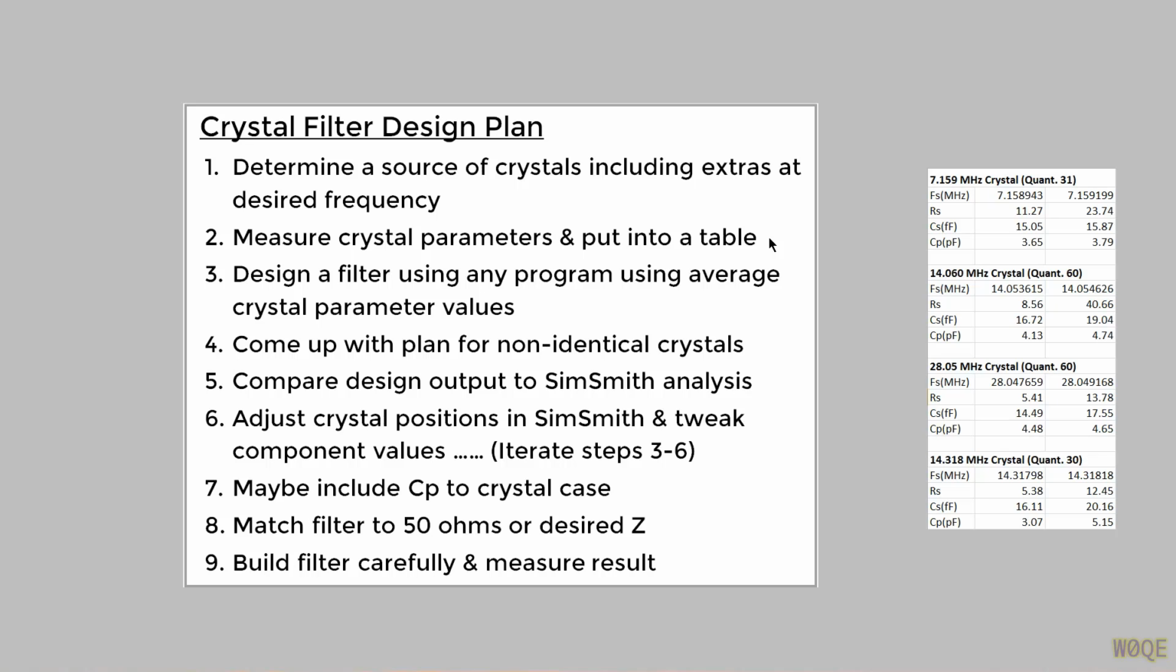Finally, we need to match the filter to 50 ohms. Crystal filters are almost never 50 ohms when they're designed. And the reason for that is pretty simple. In an LC type filter, you buy the inductor and the capacitor separately. In a crystal filter, what you're buying is the product of L and C, because the crystal filter is specified on frequency, it's not specified on motional capacitance or inductance.